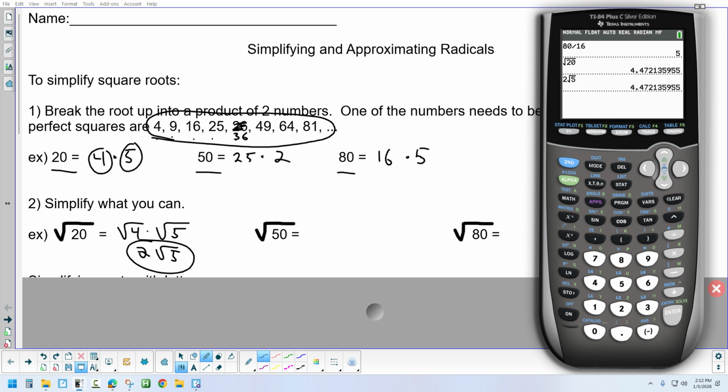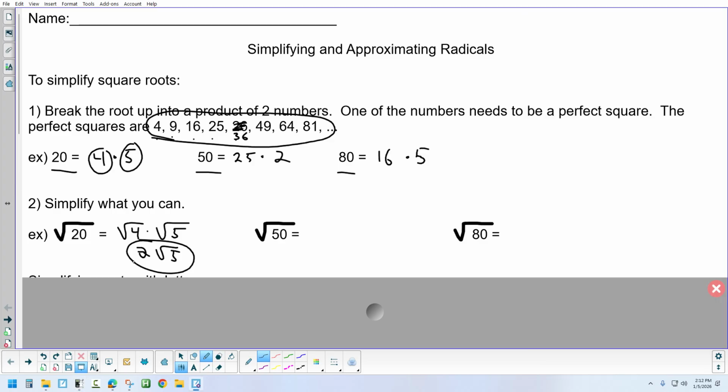What do you notice about them? Same thing. Yeah, they're the same thing. And they should be. If they're not the same thing, then when you did your problem out, you messed up. The original problem and the final answer should come out exactly the same.